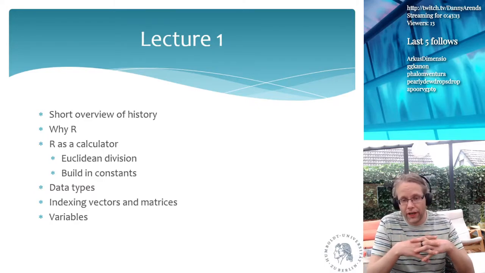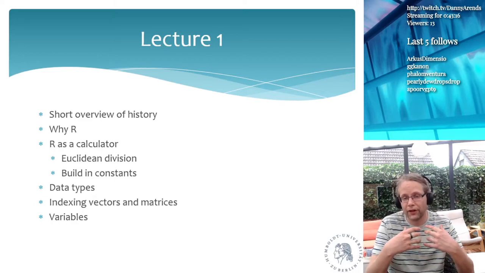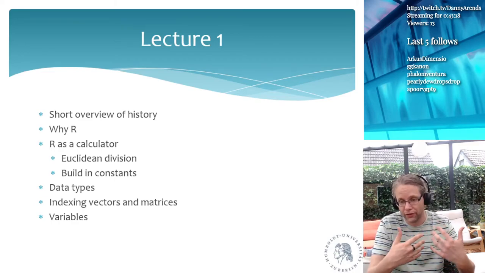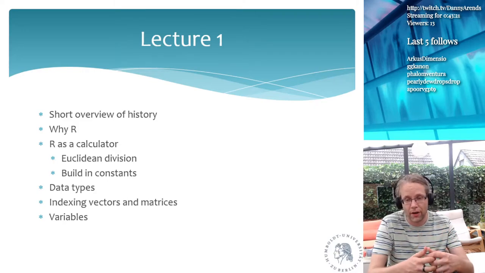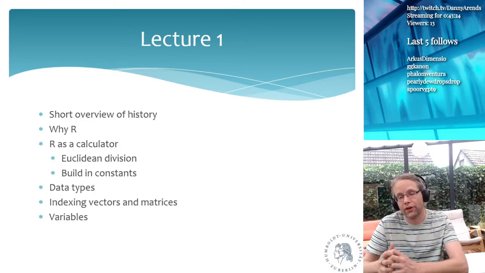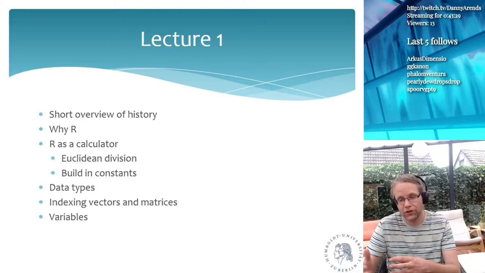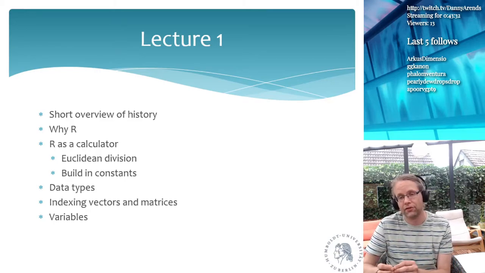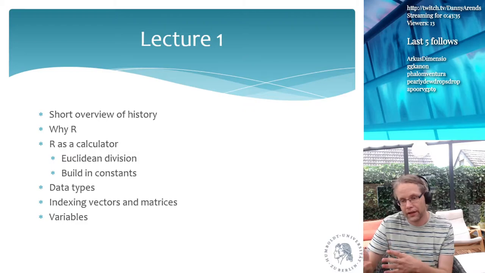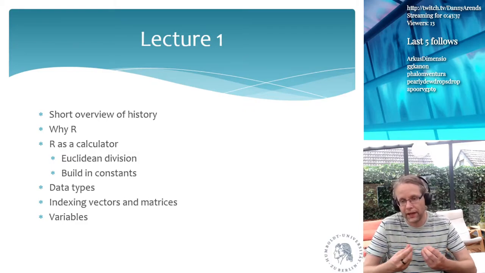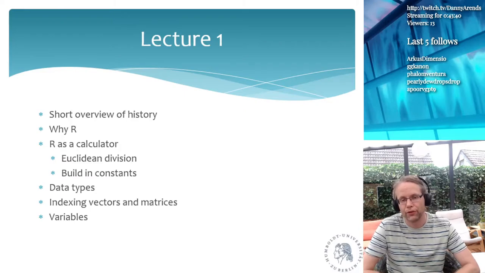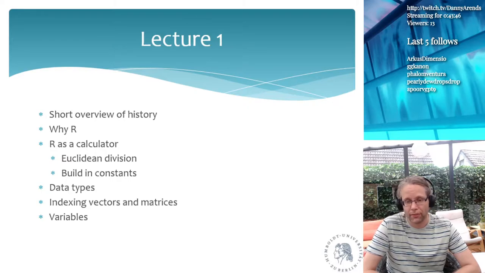We talked about using R as a calculator, so be aware that something like Euclidean division exists, right? Euclidean division is just how many times a number fits wholly into another number. So for 22 and 7, 7 fits 3 times in 22, and then there is 1 remainder left, because 3 times 7 is 21, and then we still have 1 item left, which we could not distribute. Know about the built-in constants. So you have month.abb, you have the years and these kinds of things. There are a lot of built-in constants in R.